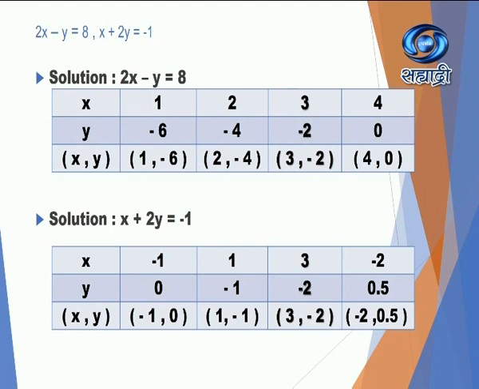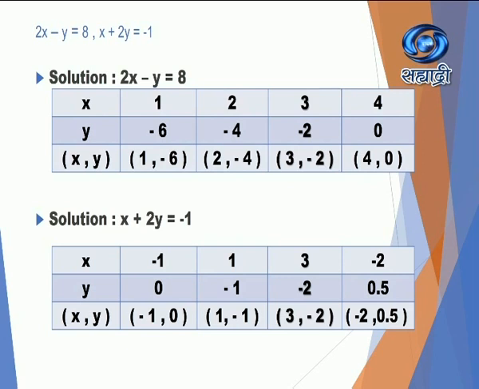Here simply you are substituting x value and you are finding out y value. Here the point is (3, -2). And last I have chosen x is equal to 4. If I substitute that, I get y value as 0. So the point is (4, 0).